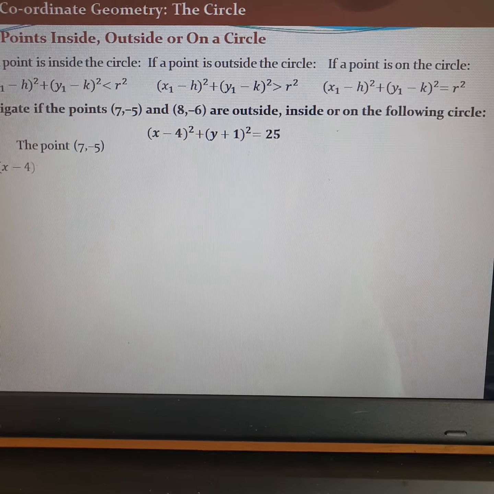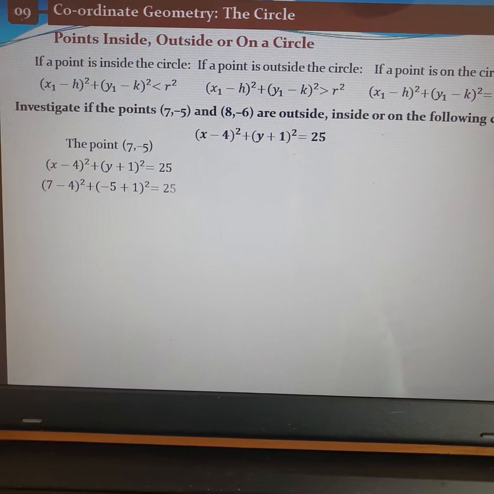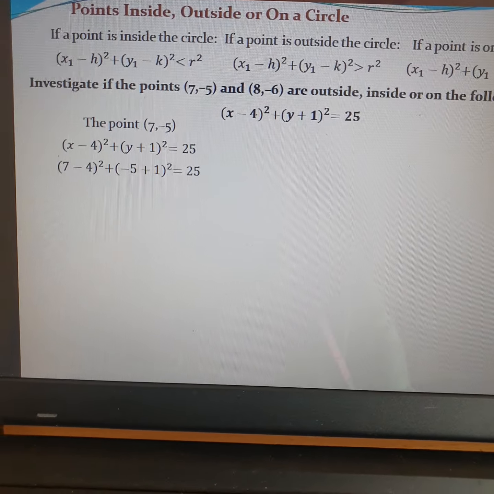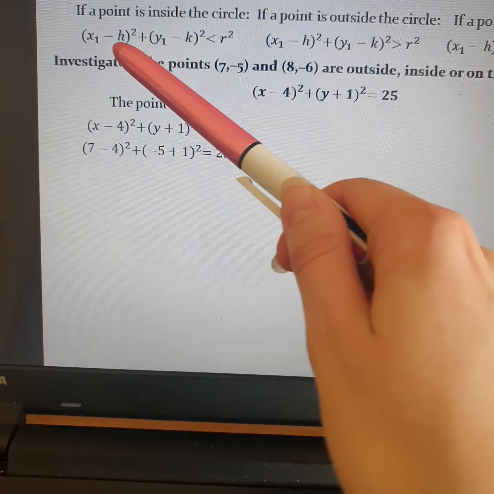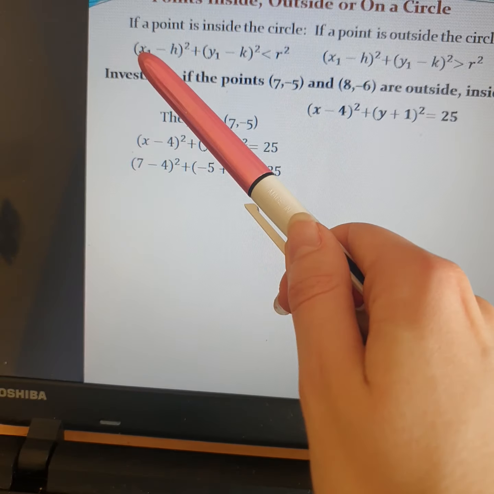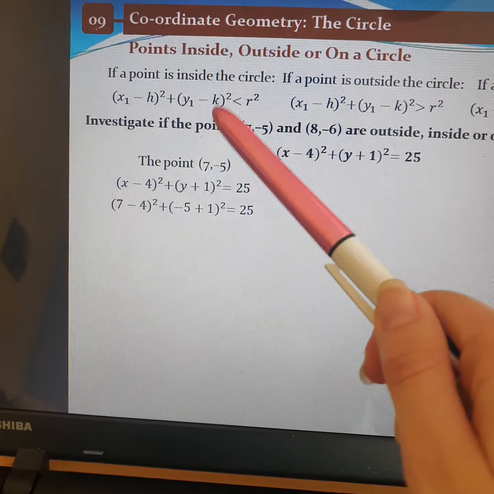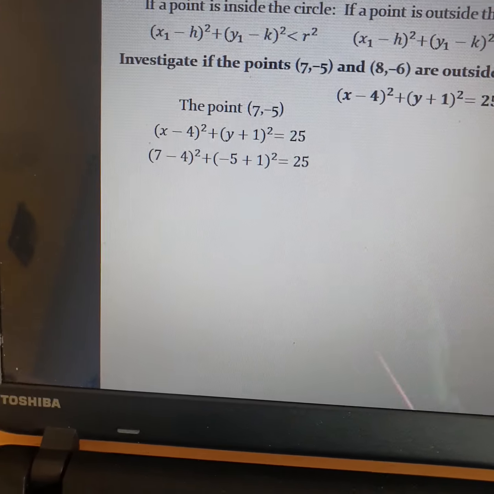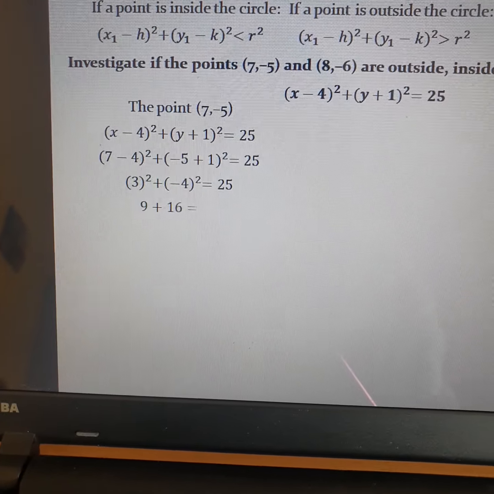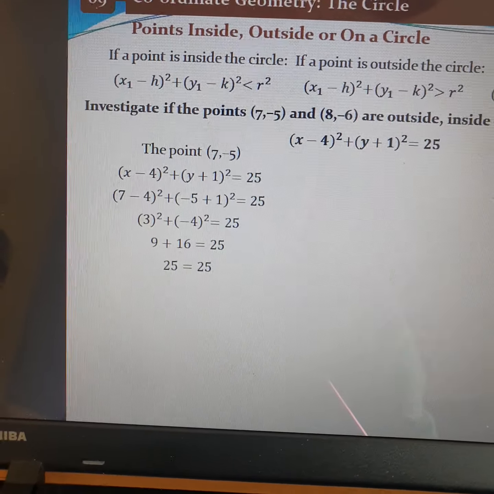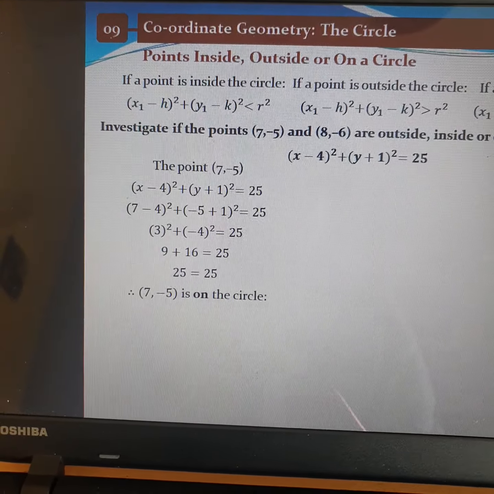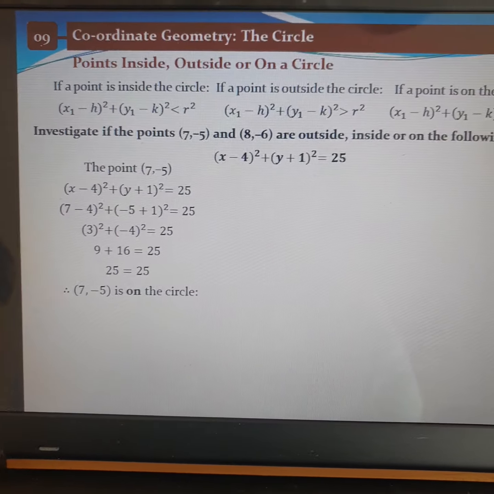So the point (7, -5). What we do is plug it in. Remember, we're taking this as x1, y1, or you can just take it as x and y. I know they have x1, y1 up here, just to show that that's the x coordinate of one point and the y coordinate. Plug it in. Right, so let's see what we get. So we get 9 plus 16 is equal to 25. So 25 is equal to 25. So what can we confirm? That (7, -5) is on the circle.